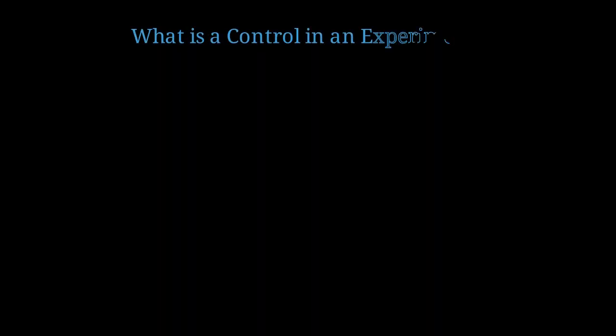Welcome to this lesson on controls in scientific research. Today we're going to explore why every serious experiment needs at least one proper control, and what happens when controls are missing. Let's start with the fundamental question. What exactly is a control in an experiment?